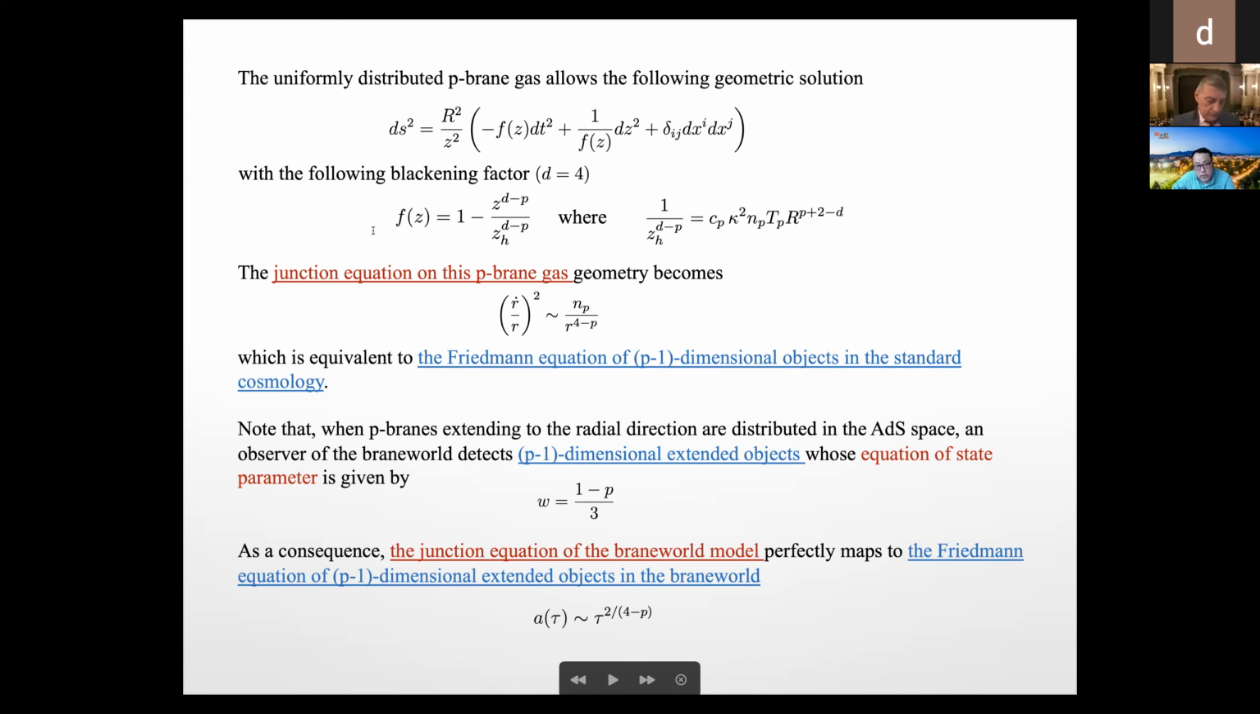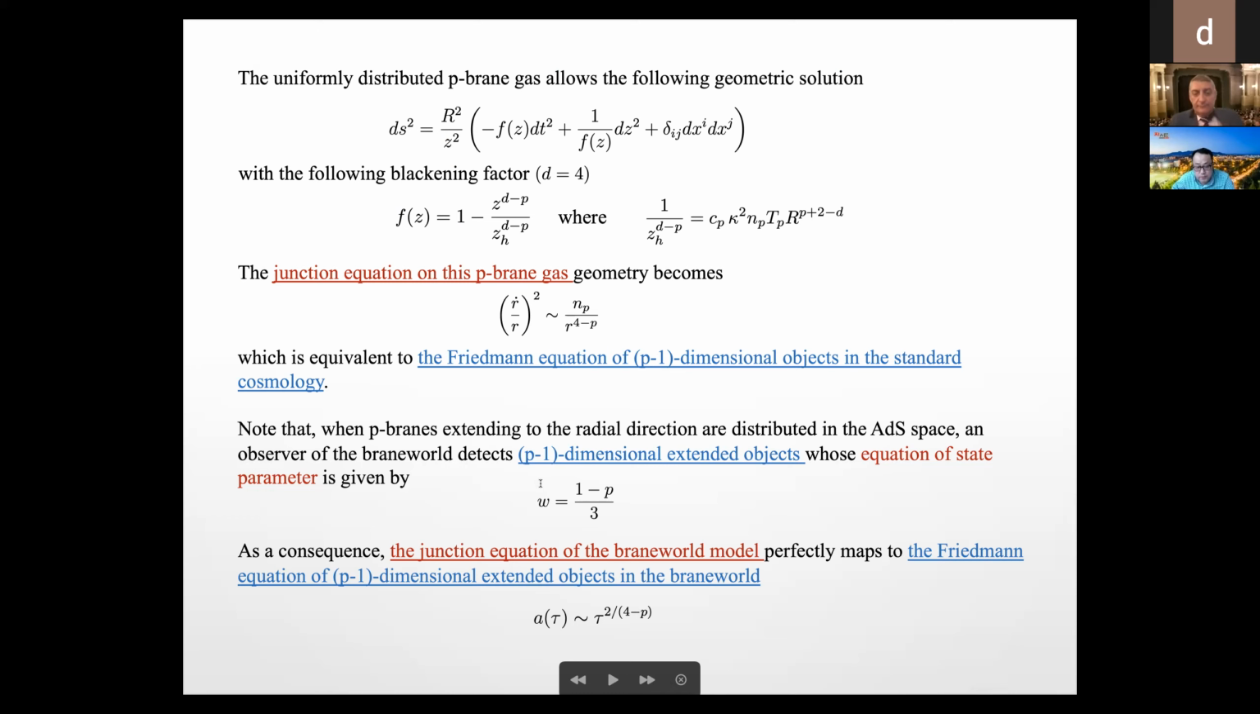On this background, we also find some junction equation. If the brane has a critical tension, then the junction equation is reduced to this one. In this case, interestingly, 4 minus p corresponds to the equation of state parameter of the matter. Comparing with the previous Friedmann equation, we find that the equation of state parameter of this p-brane gas is matched to this one.